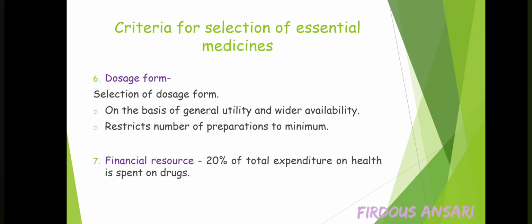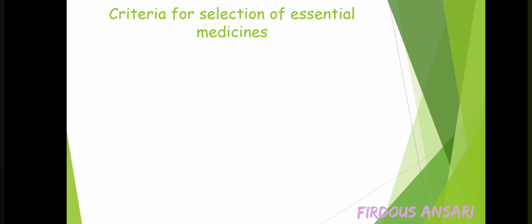Okay. Next, financial resources. Nearly 20% of total expenditure on health is spent on drugs. Next, genetic, demographic and environmental factors. Like in India there are a few diseases which occur more, while in certain other countries some other kinds of diseases are prevalent. So accordingly we should develop the essential drug concept country wise, demographic wise, genetic wise and environmental wise.